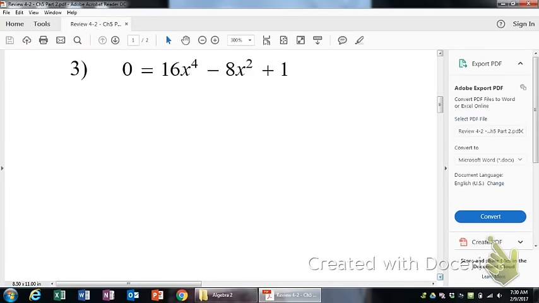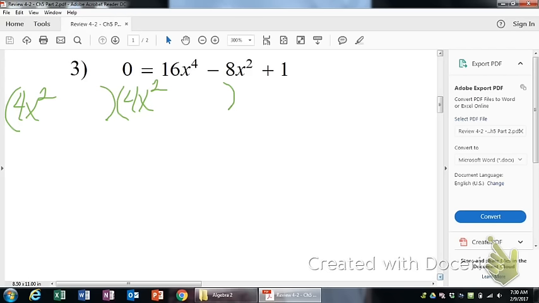So we're still looking for all the zeros on number 3. The first thing we're going to do is it's 16x to the fourth minus 8x squared plus 1. So what I'm going to notice is 16x to the fourth is a perfect square. So when I factor it, I'm going to go ahead and put 4x squared and 4x squared.